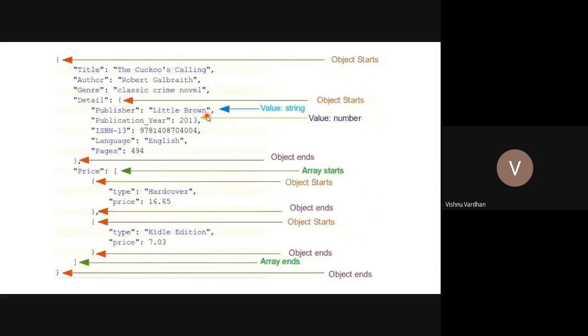Again, it may have some different properties in that, and you can see there are some numbers also. Numbers are not quoted like with the case of the strings. There is no double quotes here. This is also a number, ISBN. Language is string, so that's why it is having double quotes. Again, pages is a number. So slowly you are going to identify how to give the formatting whenever you are creating the JSON data.